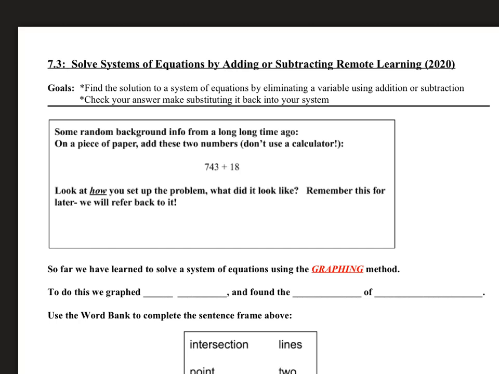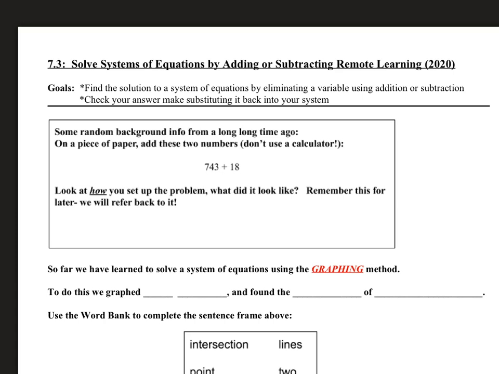The first thing that I want you to try is, this says some random background info from a long, long time ago. On a piece of paper, I actually want you to do this. Even if it's on your notes, like if you printed your notes, you could do it over here, or if it's on Notability, you could do this. I want you to pause the video in a second when I say to, and add 743 and 18. So go ahead and pause the video, and whether you're on paper or somewhere else, add 743 and 18. Go for it.